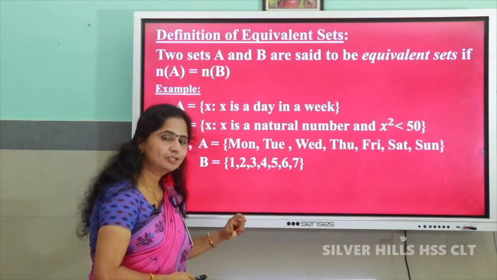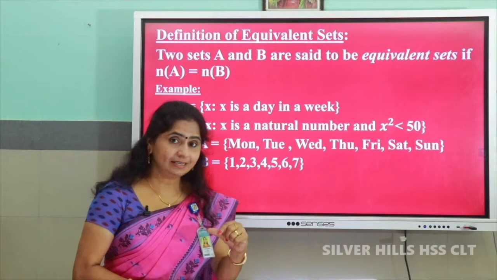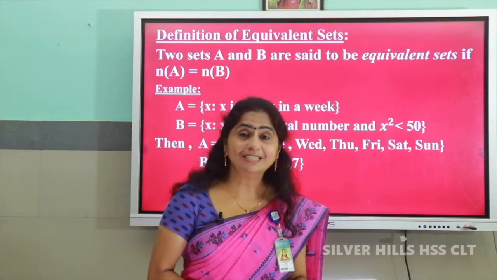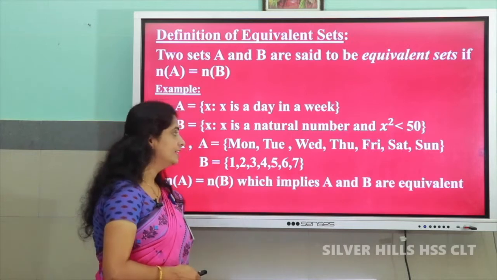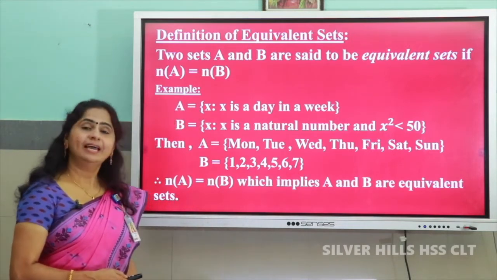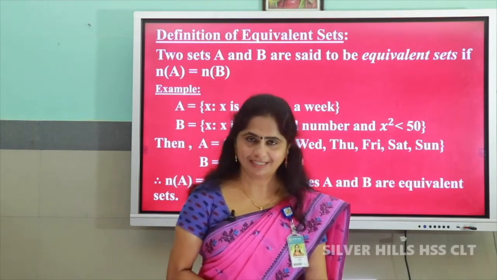So comparing these two sets, what do we see? There are 7 elements in A and 7 elements in B. So what do we conclude? n of A is equal to n of B. Hence we see that A and B are equivalent sets.